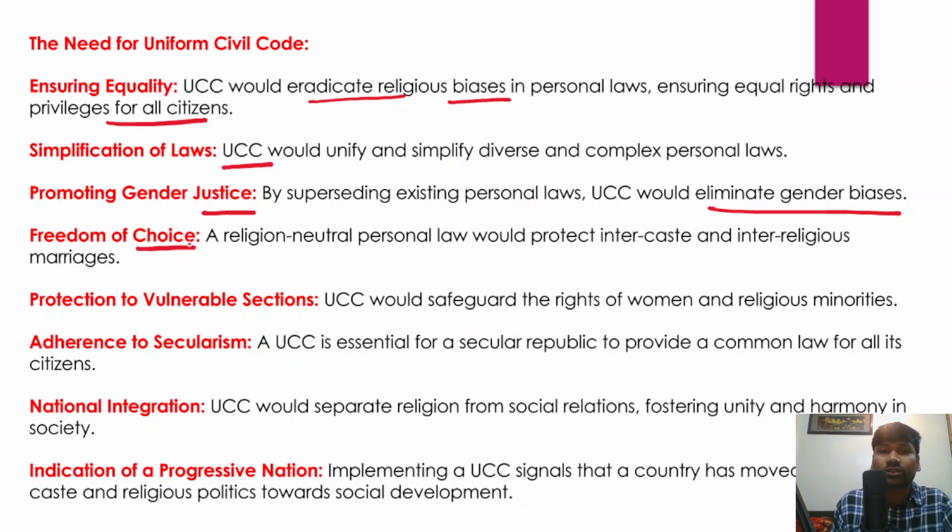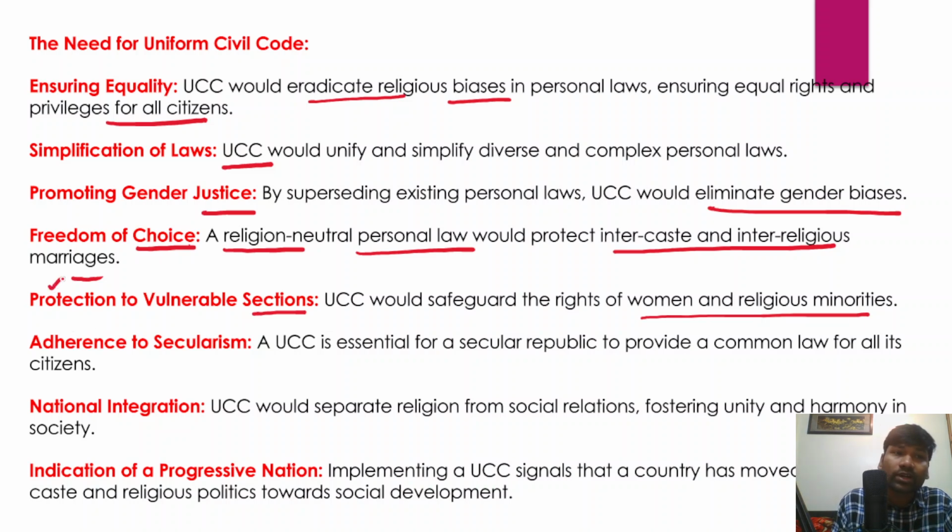And freedom of choice, right? Freedom of choice in the sense that a personal law which is religion neutral would protect intercaste and interreligious marriages as well. Now, in India, socially, intercaste and interreligious marriages have no sanction. And protection of the vulnerable sections is also very, very important. A uniform civil code would safeguard the rights of women and the religious minorities as well, and that is very, very important here. And adherence to the principle of secularism, because the UCC is essential for a secular republic to provide a common law for all of its citizens.